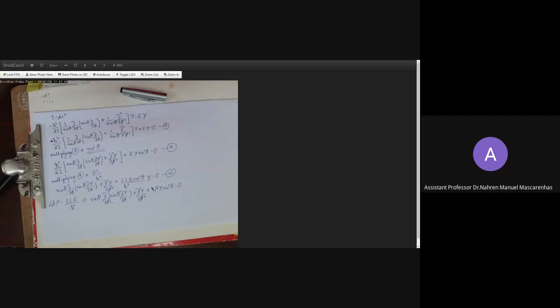Thirumal, are you there? Thirumal, are you there? So Thirumal is not there. What's the registration number of Thirumal? Okay, Thirumal is not there. Balaji, are you there? Balaji, are you there? Balaji not there.